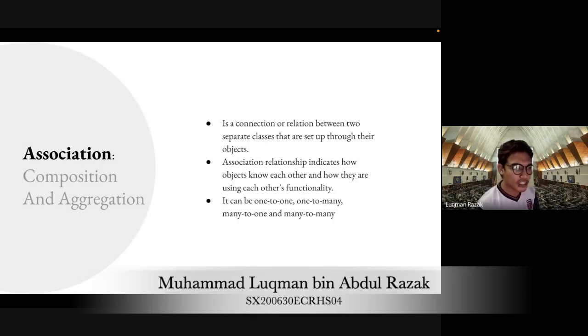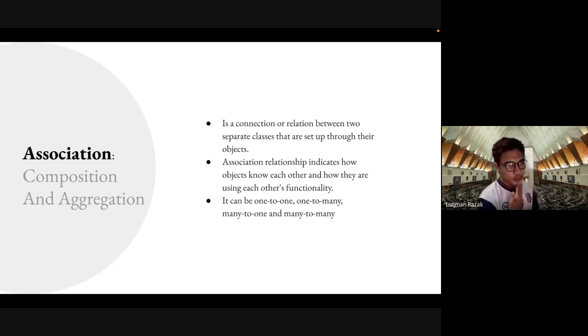I will explain about association, composition, and aggregation. So basically, association is a connection or relation between two separate classes that are set up through their objects. Association relationships indicate how objects know each other and how they use each other's functionality. It can be one-to-one, one-to-many, many-to-one, and many-to-many.